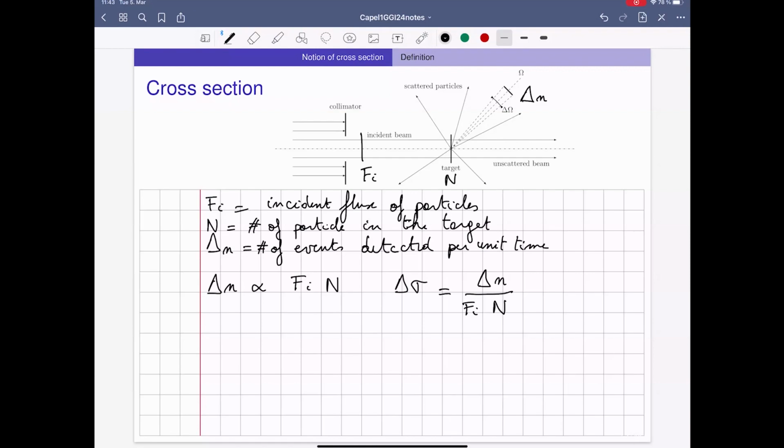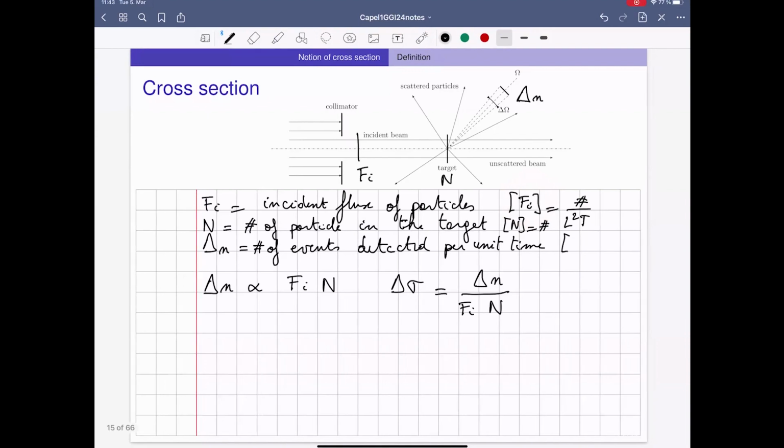It looks like a probability, but it has a dimension. The dimension of the incoming flux is a number of particles per unit surface and unit time. The dimension of a number is just a number, so it has basically no dimension. When I put these square brackets here, I mean the dimension of these. L is a length, T is a time, M is a mass, but here there is no mass so far.